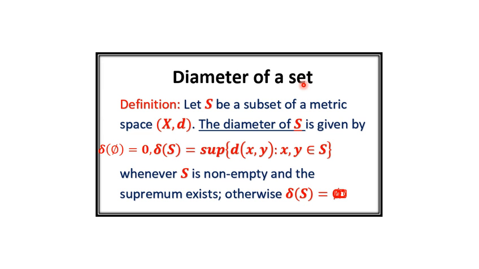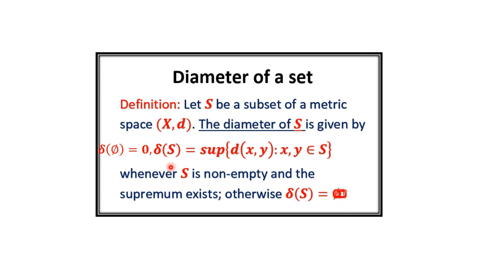So we can generalize this idea to the diameter of any set within a metric space, since we are talking about distances between points. So you have a metric space (X, d) and you have a subset of this metric space. What is the diameter of this set? Well, we say the diameter of this set is 0 if the set is empty. And the diameter of the set is the supremum of these distances whenever the set is not empty, and you can find the supremum. But if you cannot find the supremum and the set is not the empty set, then the diameter of the set is infinity.